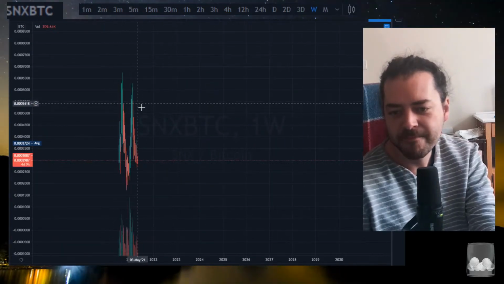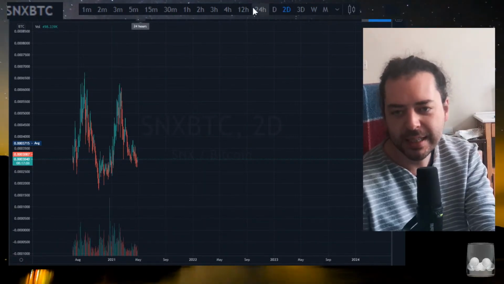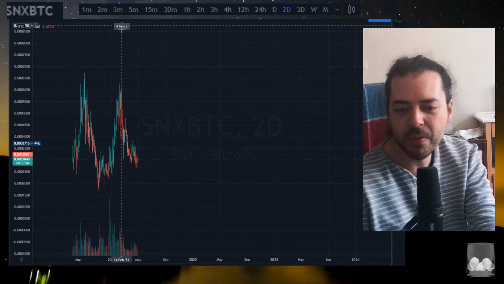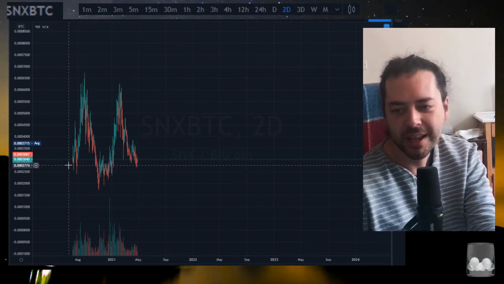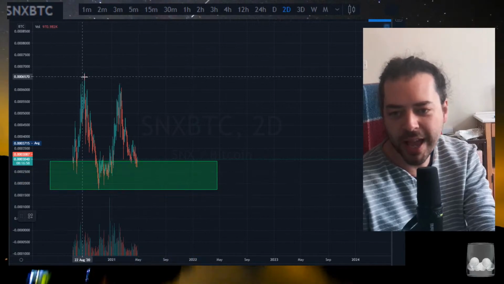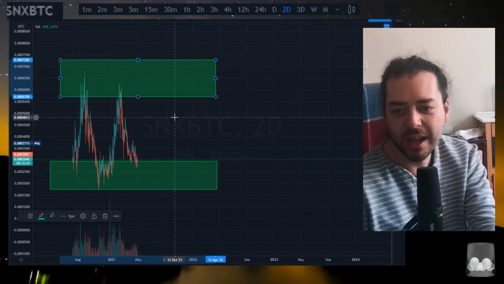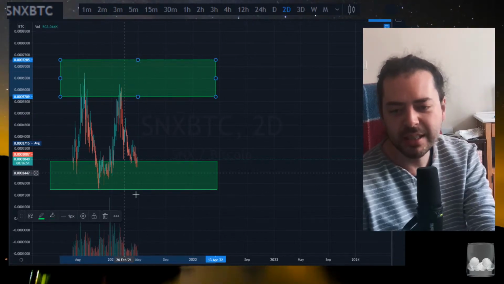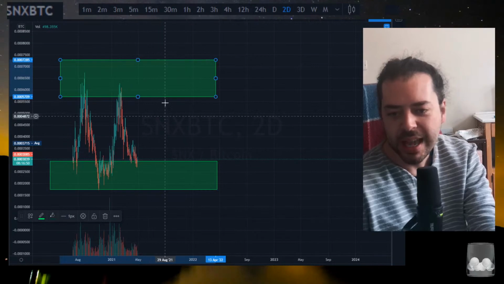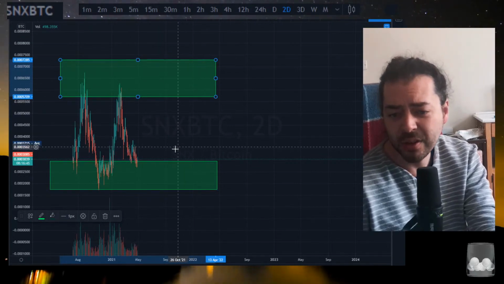Weekly chart, still seems to remain sideways. 2 days time frame, still very much sideways, right? But what we can say about it is that there's a couple of distinct regions. This is definitely a selling region. This is definitely a buying region. Anywhere in between, well, that's you trying to catch the trend that you're looking at the time.